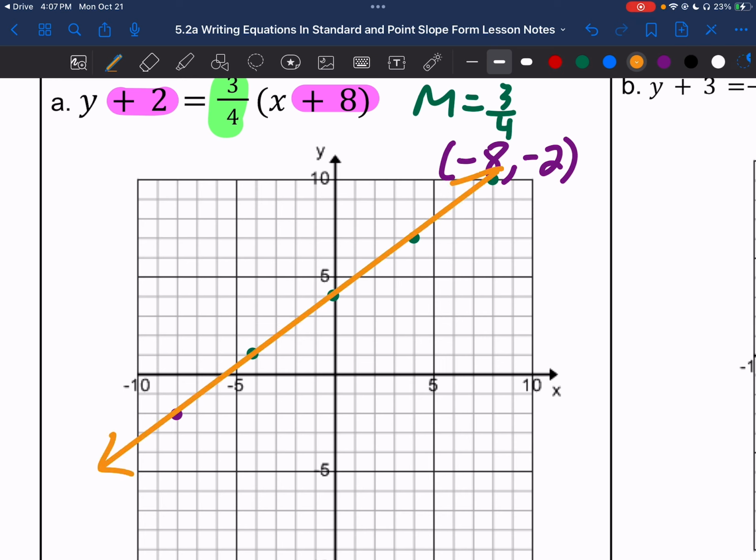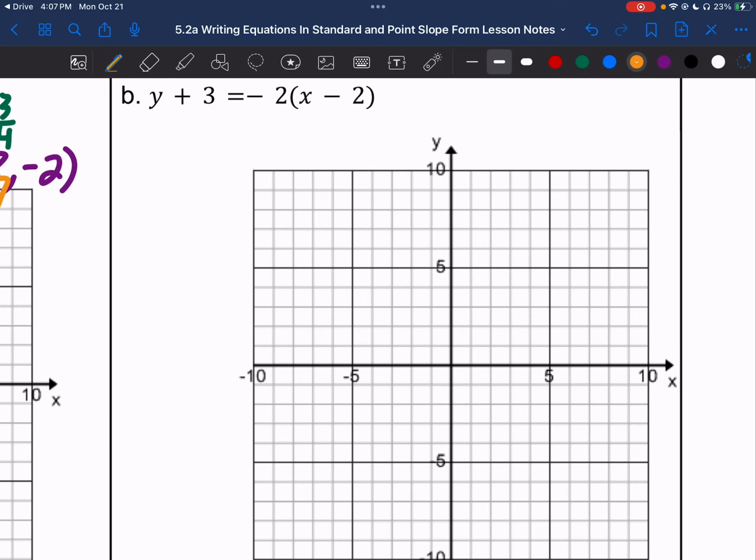Now, is this an equation that would be easy to solve in slope-intercept form? Yes. Because my x value, I see I'm going to end up with whole numbers because 3/4, if I distributed to the 8, 8 is a multiple of 4, so it simplifies very nicely. And we see we have our y-intercept here at 4.